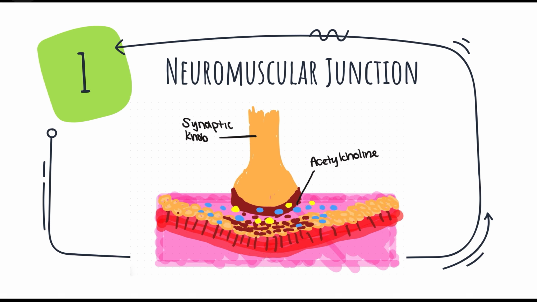When it reaches the synaptic knob, voltage-gated calcium channels open, allowing calcium ions to enter. This causes vesicles to release acetylcholine into the synaptic cleft. Acetylcholine binds to receptors on the sarcolemma, which is the muscle cell membrane. This opens sodium channels, allowing sodium ions to enter the cell and start a new action potential in the muscle fiber.